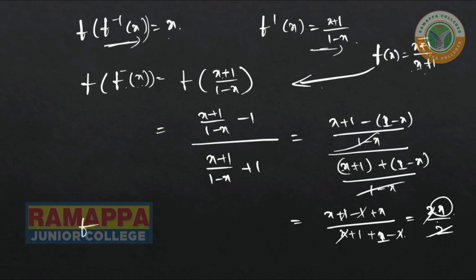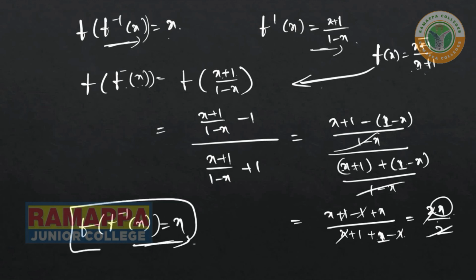So we have to show that f of f inverse of x is equal to x. This is the answer we have to show, and we got x here. This is the proof. Now the first question is over. Now move to the second question of section 2.